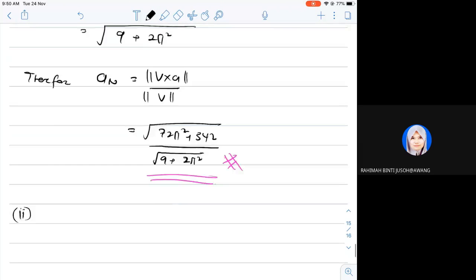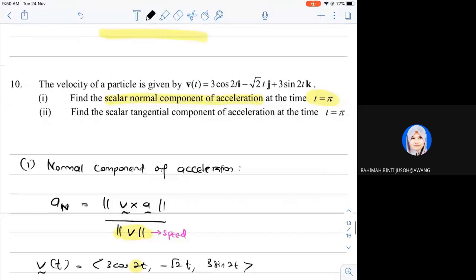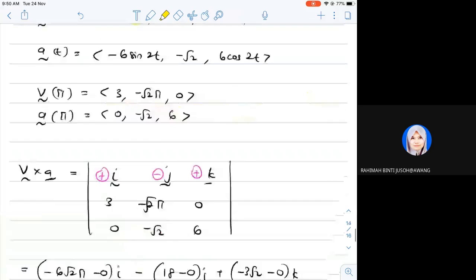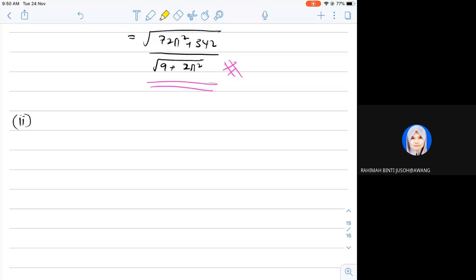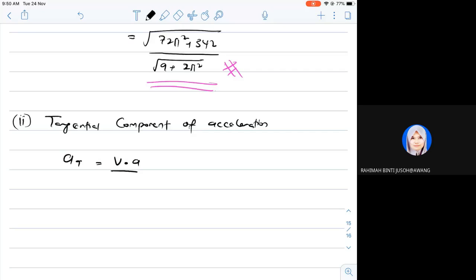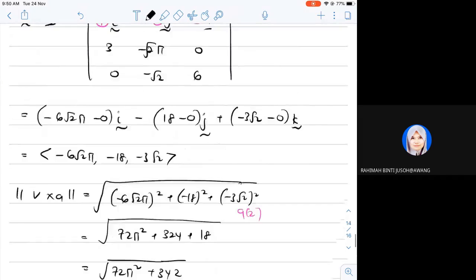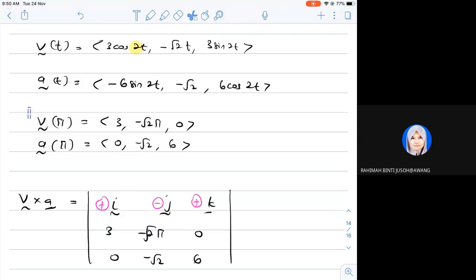Number 2. The question asks you to find the tangential component of acceleration. Let us find the tangential component. It should be easier actually. We have A_T, and the formula is V dot A over the speed, over the magnitude of V. We already have V and A from earlier, so I copy them back.